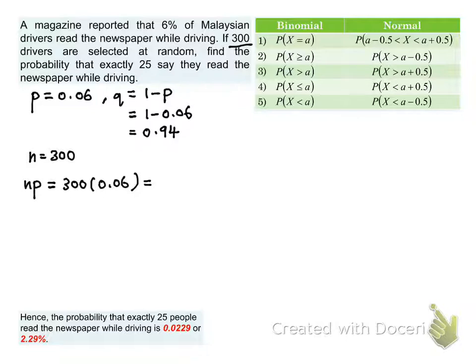So our 18 is more than or equal to 5? Yes, right? Fulfill the first case. Now we come to the second one, nq. So it's 300 multiplied with 0.94. What do we get? 282. Your friend is getting 282, same as yours?